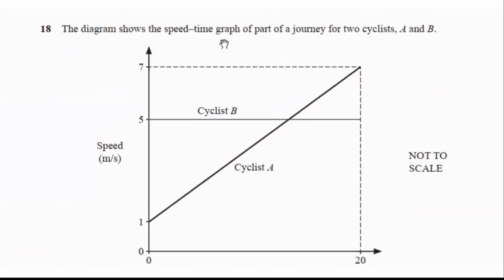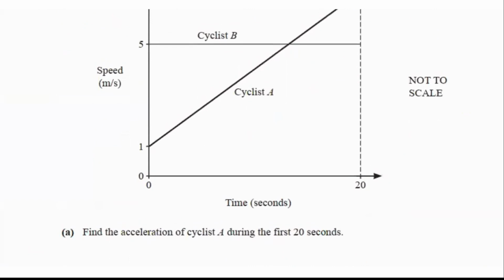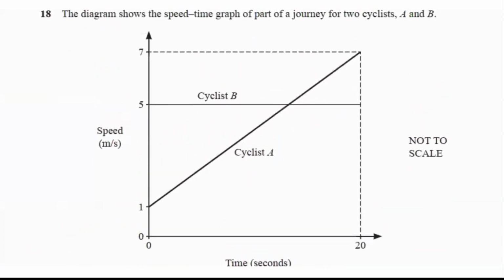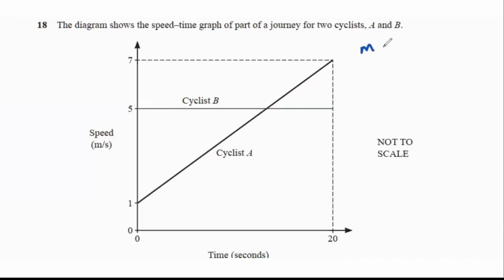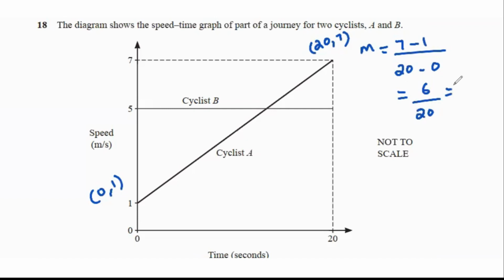Question 18 says the diagram shows a speed time graph of part of a journey for two cyclists A and B. Find the acceleration of cyclist A during the first 20 seconds. For the acceleration, we'll find the slope of this line. That's going to be the gradient. So over here, the coordinates are 20, 7, and over here, the coordinates are 0, 1. So we'll do 7 minus 1 over 20 minus 0, which is 6 over 20. And that's basically going to equal 3 over 10, and that is 0.3 meters per second squared.